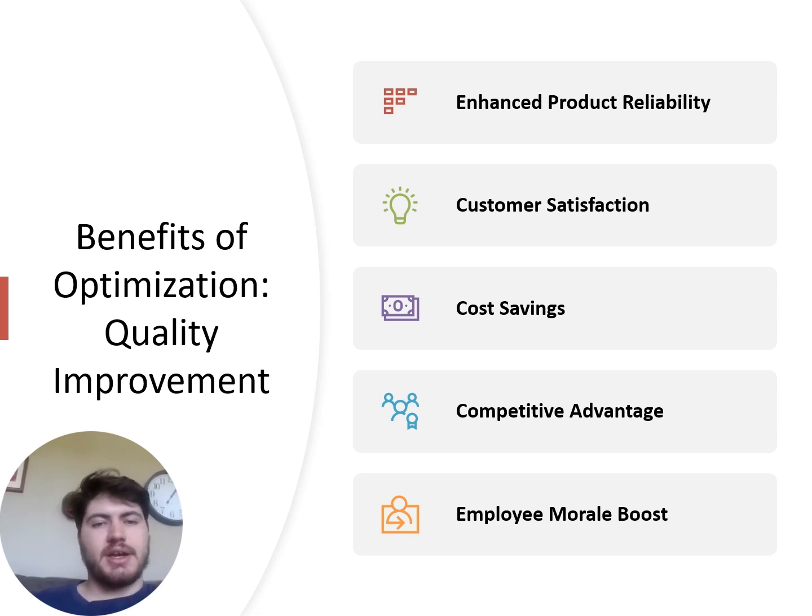On the internal side, quality improvement also boosts employee morale. Workers are more motivated when the tools and systems they use help them succeed rather than cause frustration. Overall, investing in quality is one of the best ways to improve long-term profitability and reduce risk. It's not just about fixing problems, it's about preventing them before they happen.